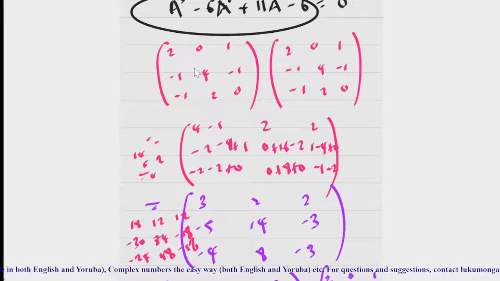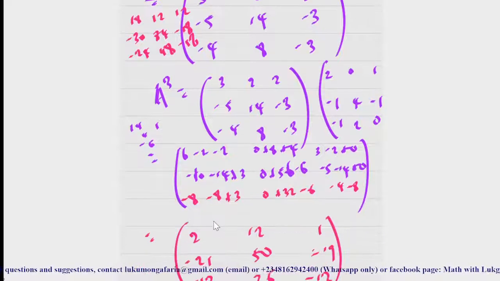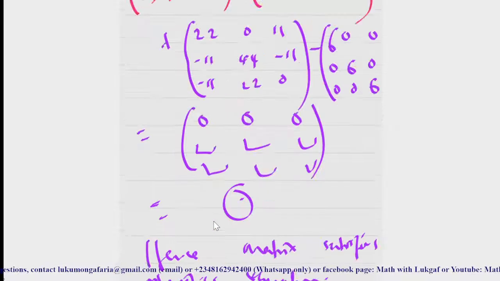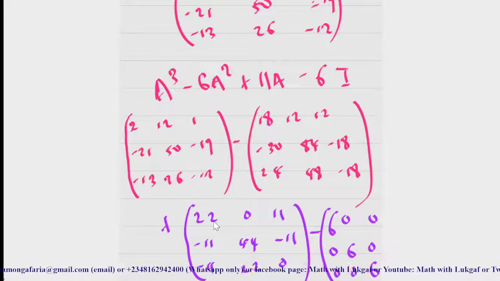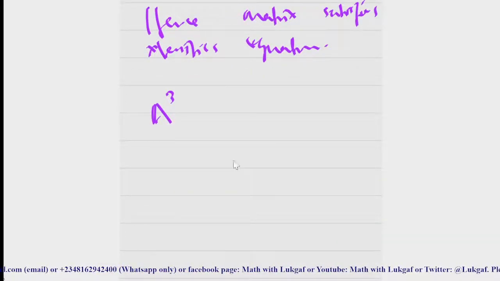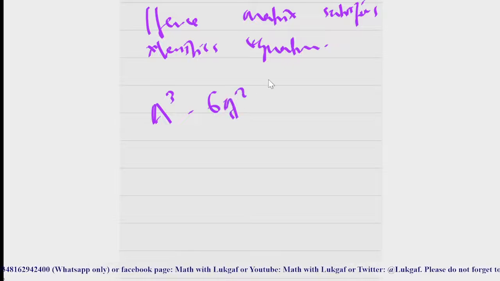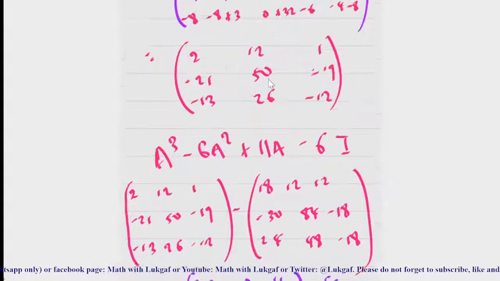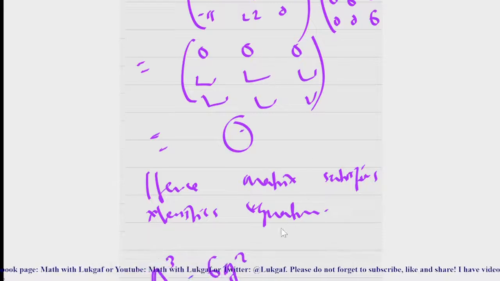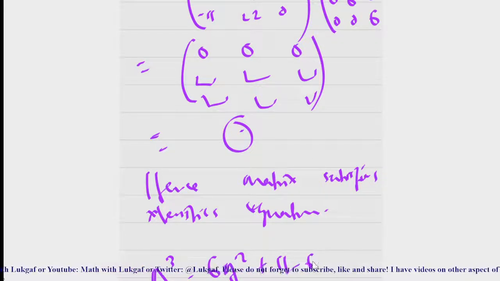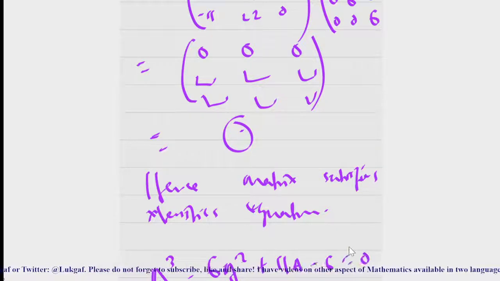Yeah, I think I understand where we made a mistake now. We're supposed to multiply this by minus 6. So we have to multiply it by minus 6 and just check. Okay, we have A cube minus 6A squared plus 11A minus 6I is equal to 0.